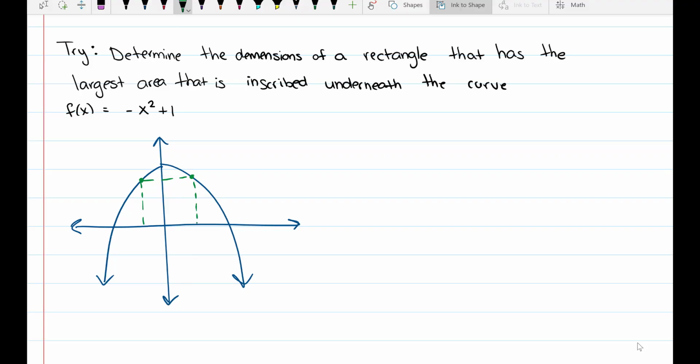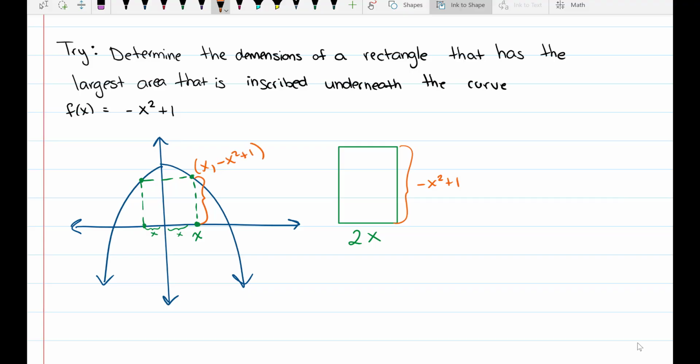Well, I know that this coordinate is x. So this one then would be negative x. But I know that this distance is x and this distance is x. So if I draw my rectangle, this whole thing is 2x. Now this distance right here is going to be negative x squared plus 1, because that's the coordinate right here. So whatever x is, you plug it into the function and you get the y value.